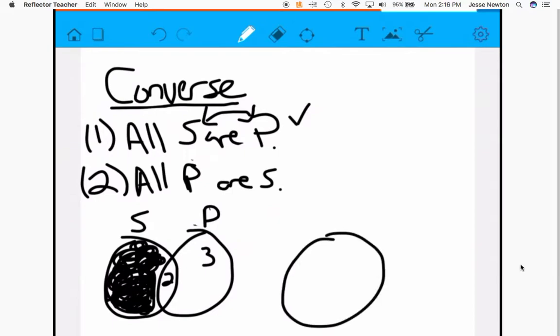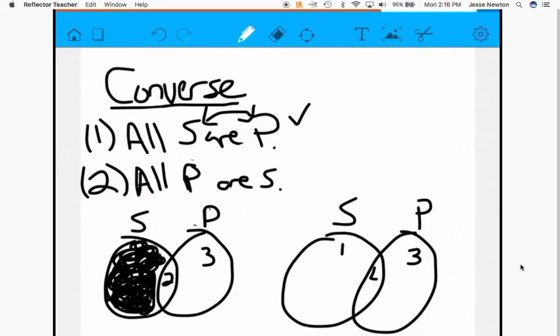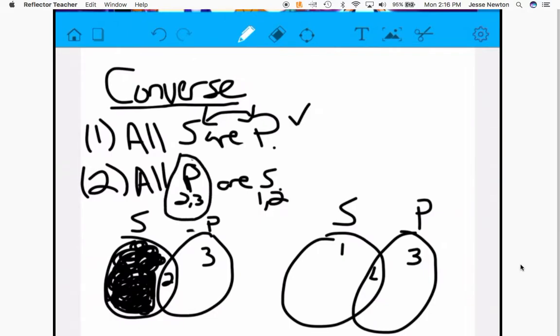Again, I'm going to draw our Venn diagram just as before with our 3 regions, S and P. And we're going to say all P are S. Now, when we do this, keep in mind P is regions 2 and 3, and S is going to be 1 and 2. Just as I've said, we're going to be shading in either region 2 or region 3.